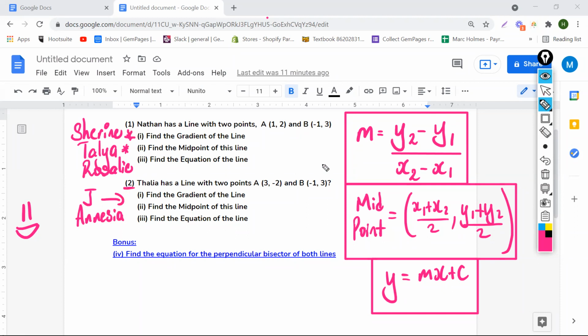So Jay and Anisha, we're doing a more active class today. So today, I want you guys to work on number 2. Shireen, Talia, and Rosalie are working on number 1. So remember last class, guys, we did the gradient, the midpoint, and the equation of the line. So today, we're doing some practice for it. Cool. So we're having a more active class today. Jay and Anisha, number 2 is for you. And Shireen, Talia, and Rosalie, number 1 is for you guys. Let's try it out. All right.